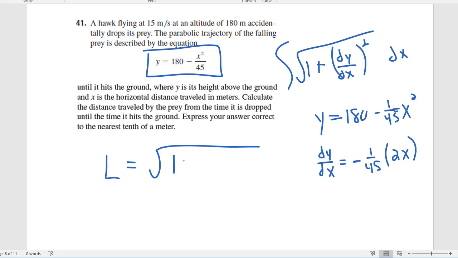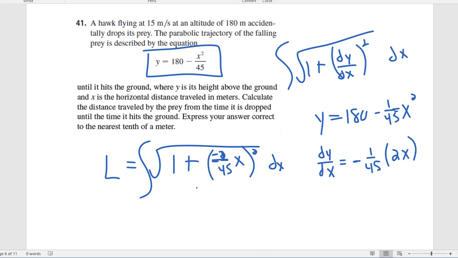So I have 1 plus, I left off my integral. I have 1 plus, and then I have my dy/dx. I have negative 1/45. Oops, I'm going to go ahead and put the 2 up there. So I have 2 over 45, and it's negative, and then x, and that all is going to get squared. So there's my integral set up based on that parabolic path that I was given in equation form.